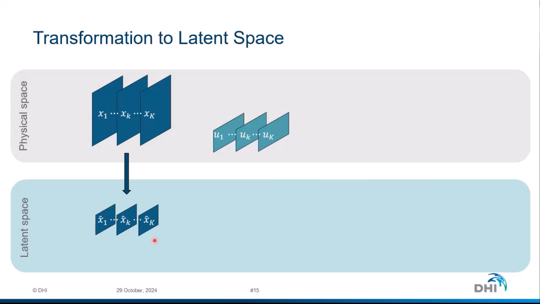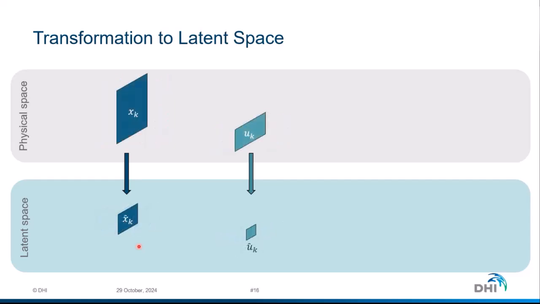So just taking sort of the modal representation, the most important part of the signal in this case. So maybe we will reduce from 50,000 down to 50 or something like that. And the same can be done for the forcings. And how we do that, we will come back to in a minute.